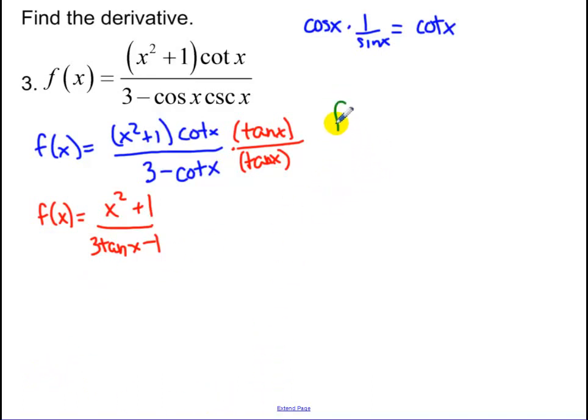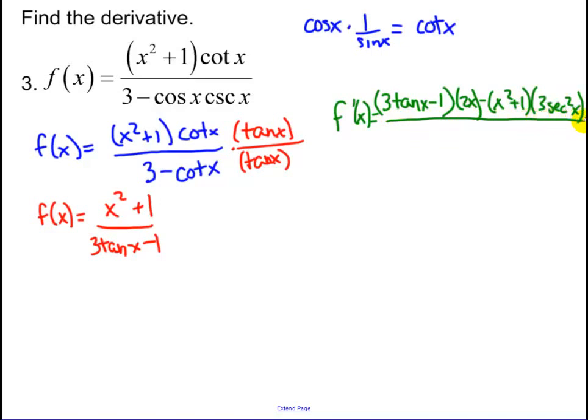So our derivative then, low d high minus high d low, draw a line, square the below.